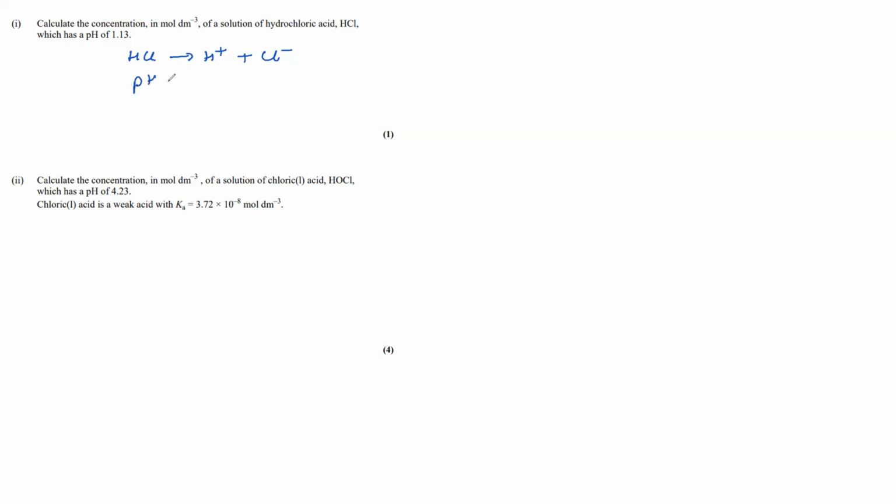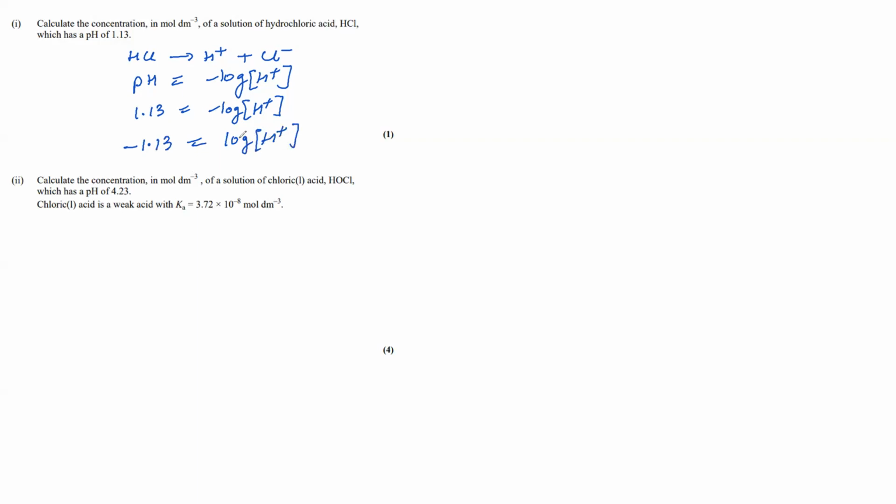So again, use the formula: pH is equal to negative log of H positive. And what is the pH given here? 1.13. So 1.13 equals negative log H positive. Now how to solve this? One way is taking anti-log on both sides. Or the other way: what is the meaning of anti-log actually? Take this minus to the other side. It would be negative 1.13 equal to log H positive.